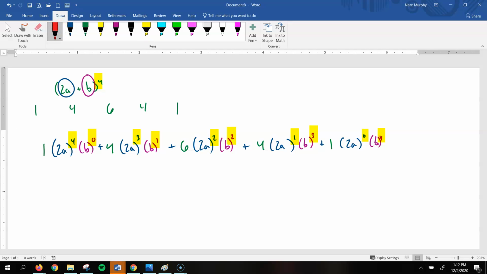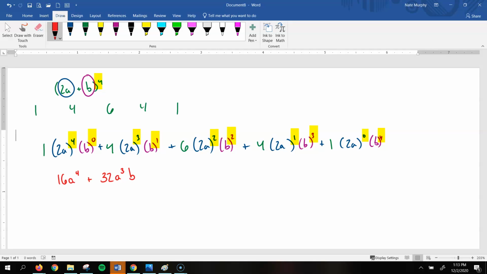So now when I go to simplify this, 2 to the 4th power would be 16. So we'd have 16 times 1, and there's nothing to multiply the 16 by, but we would have a to the 4th. b to the 0 is just 1, so that means nothing. Now for this next one, we're going to have 2 cubed. 2 cubed is 8, but then we have to take 8 times 4, and we get 32. So this will be 32a cubed times b to the first, or just b.